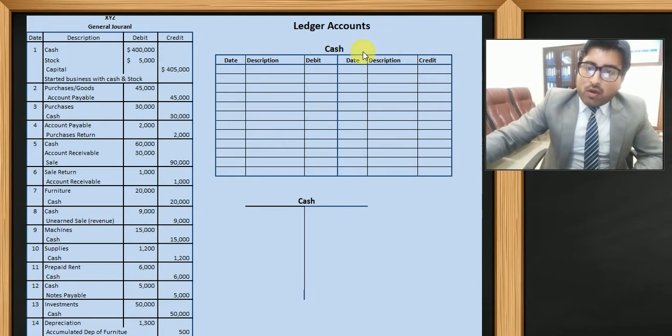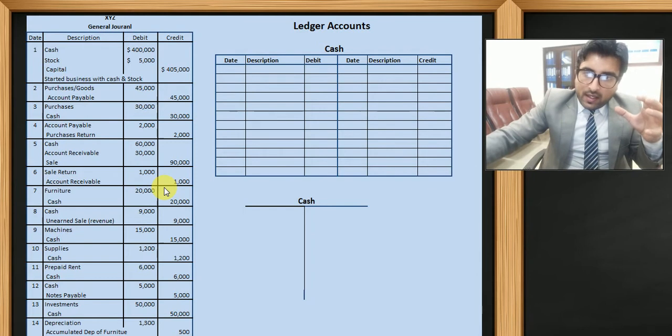Today our topic of discussion is ledger accounts. As you know, in the last lecture we covered the general journal and you learned how to record business transactions in the general journal. And now we are talking about the ledger accounts.